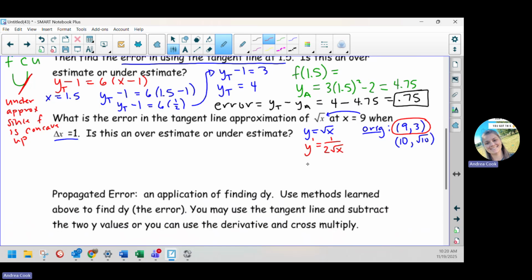And then to find the slope of the tangent at the point of tangency, we're going to plug in 9. So 1 over 2 square root of 9 gives me 1/6 for my slope. So my tangent line is going to be y, and I'm just going to put a little t so I remember it's tangent, minus my y coordinate of the point of tangency, which is 3, equals m, and then x minus 9.